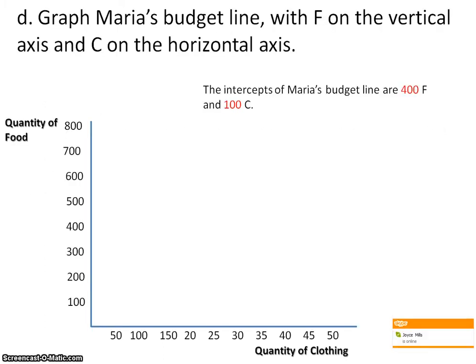Now, what we're going to do is graph Maria's budget line. We're going to put food on the vertical axis and clothing on the horizontal axis. Remember we said before that 400 is the intercept for food and 100 is the intercept for clothing. So 400 is for food and 100 for clothing, and therefore we can draw our budget line with regards to Maria's income of 2,000 and the prices of food and clothing respectively, which gives rise to this particular budget line.